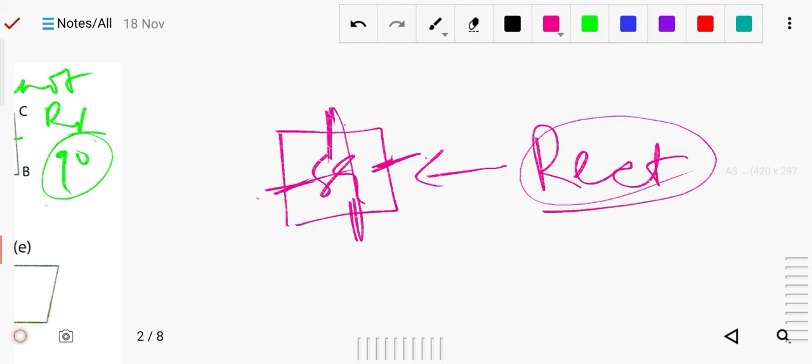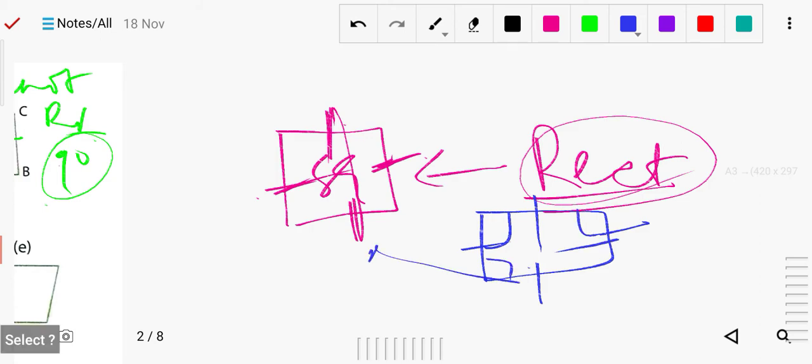A square is also a rectangle. Which kind of rectangle? One whose sides are all equal. A square can be a rectangle also, because a rectangle should have opposite sides equal and angles of 90 degrees. The same thing is what we are getting here: the opposite sides are equal.